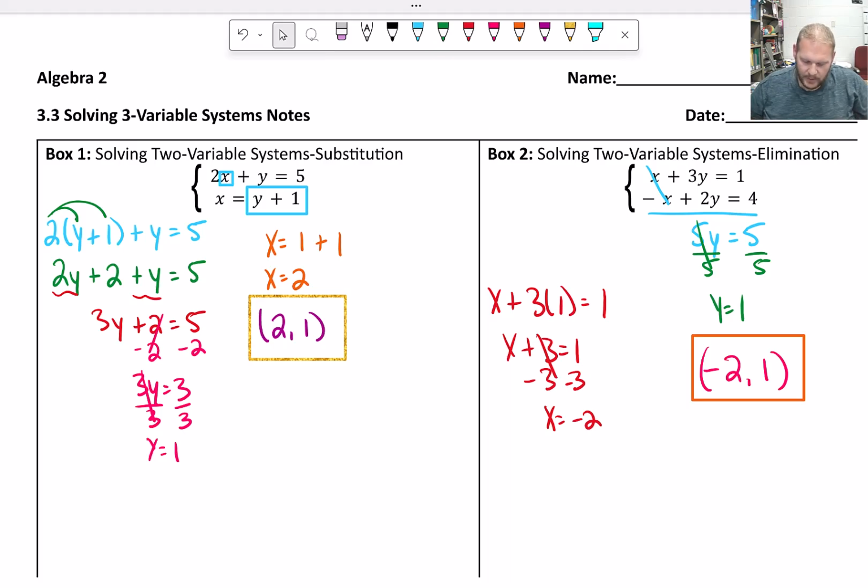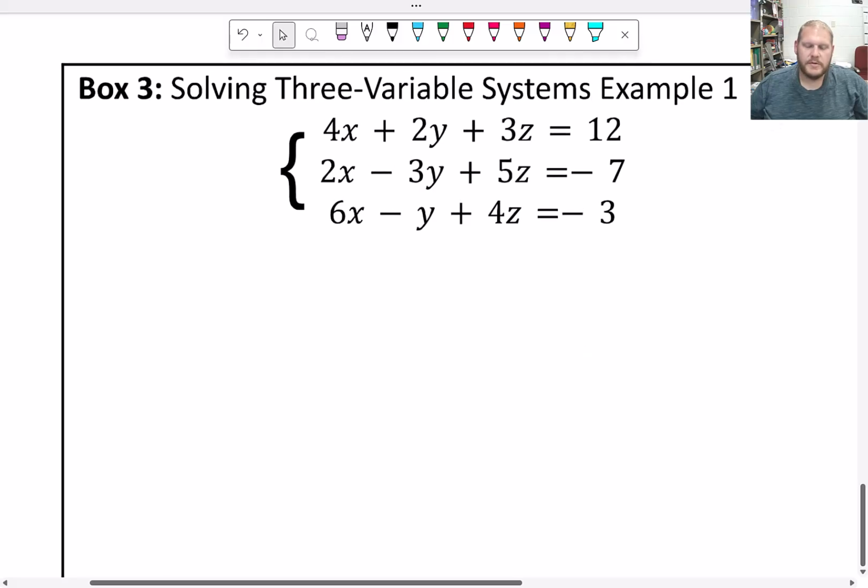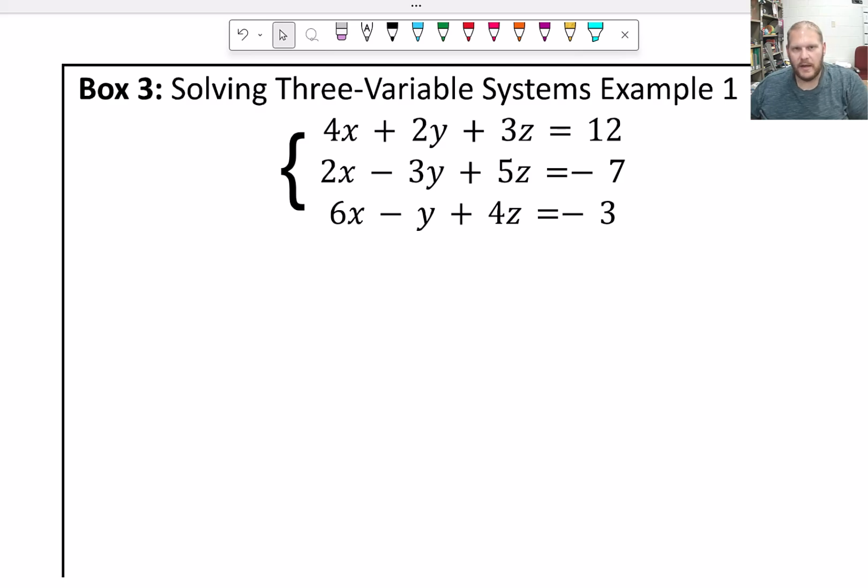Okay, now, flipping our notes on over, down to box 3 and 4, we are getting into solving three variable systems. So this is the new thing that we're talking about today. So with three variable systems, you can see I have an x, a y, and a z value that I'm solving for. And because of that, we need a third equation to be able to solve for that.